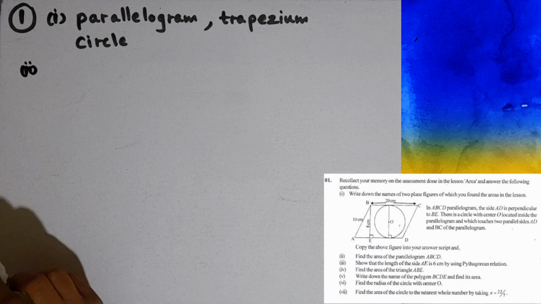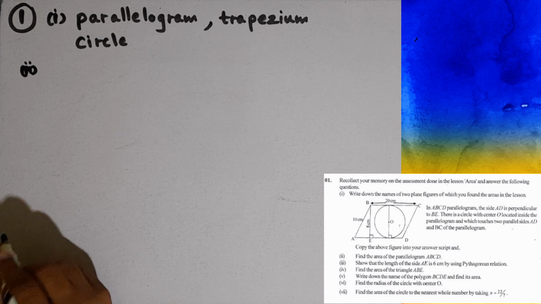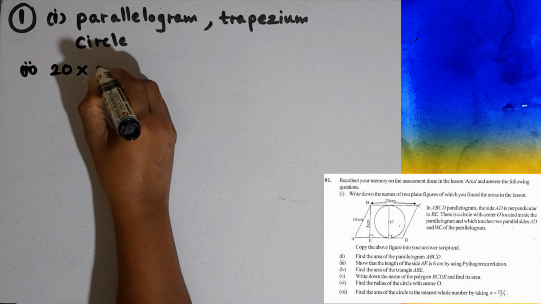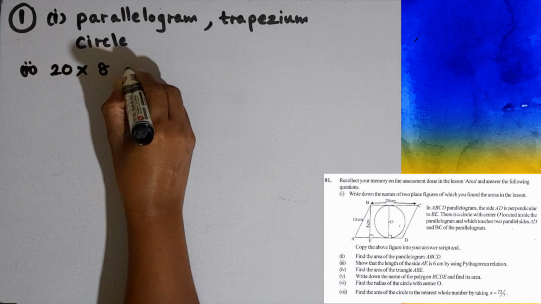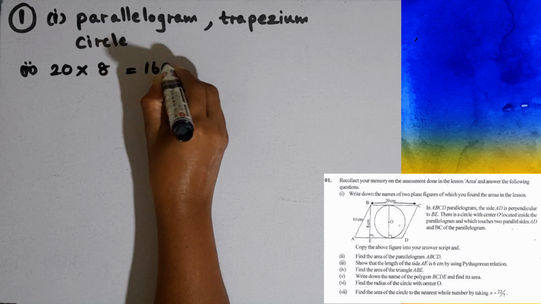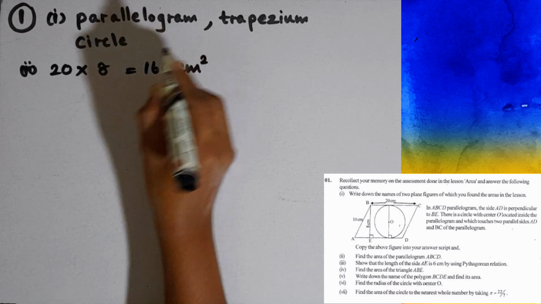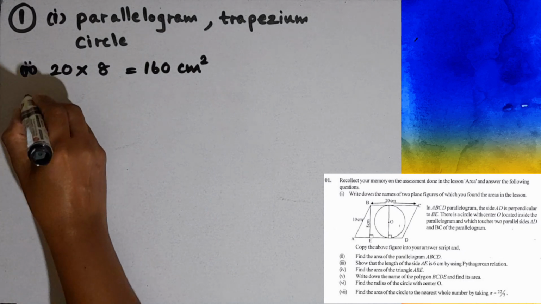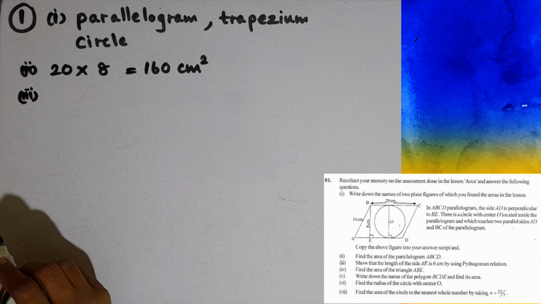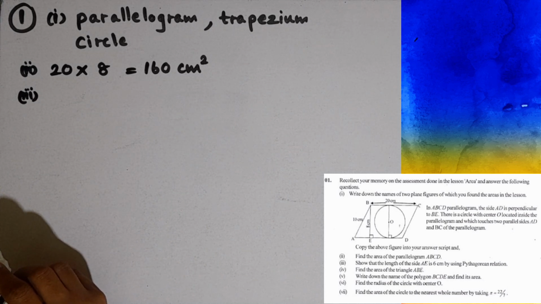Then second part, find the area of the parallelogram ABCD. The base is given as 20 centimeters. Then the perpendicular height is 8 centimeters. So 20 multiplied by 8 is 160 square centimeters. That is the area.